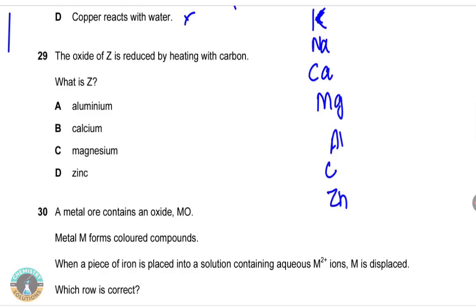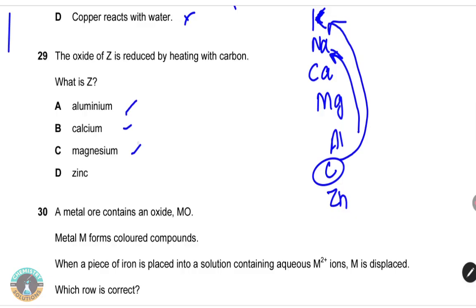So we have to check which metal. The metals which are above carbon will not react with the carbon. So aluminum, calcium, magnesium all are above carbon in the reactivity series, whereas zinc is not very much more reactive than carbon. So that's why D is the correct option.